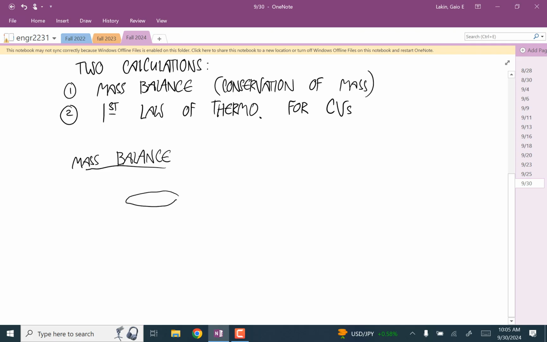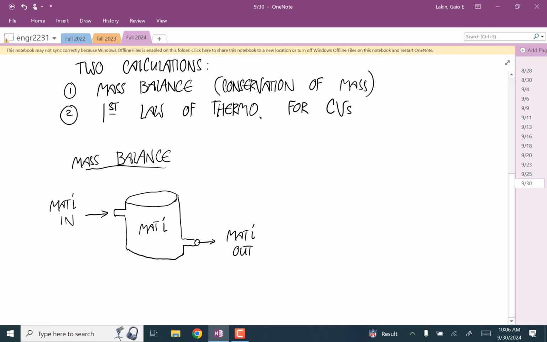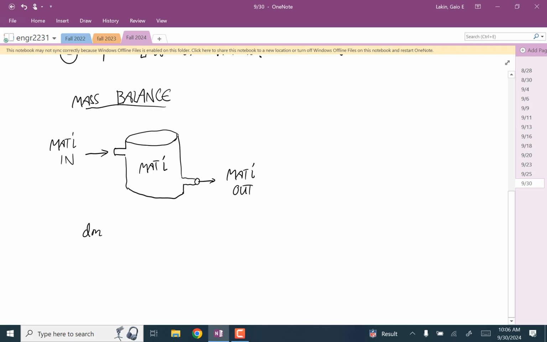And so if you have a device like this, and you have material flowing in and material flowing out. And then in here you have just material. The mass balance equation says the rate of change of mass inside the control volume, so dm/dt inside the control volume, is equal to the rate at which material is flowing in minus the rate at which material is flowing out.